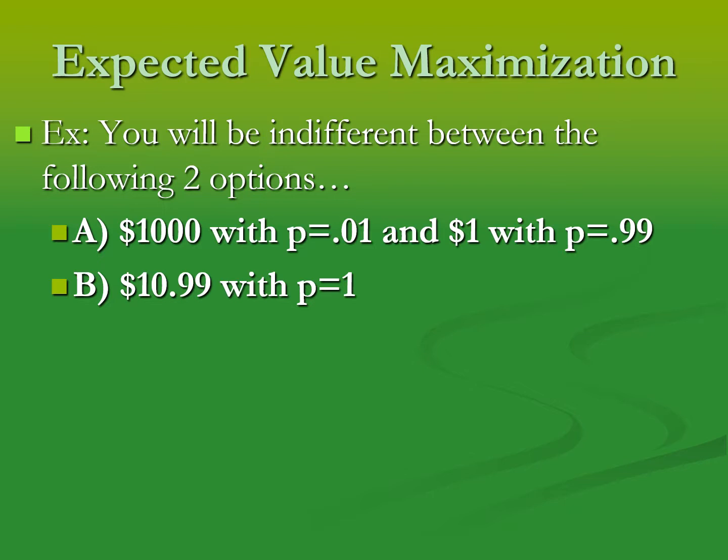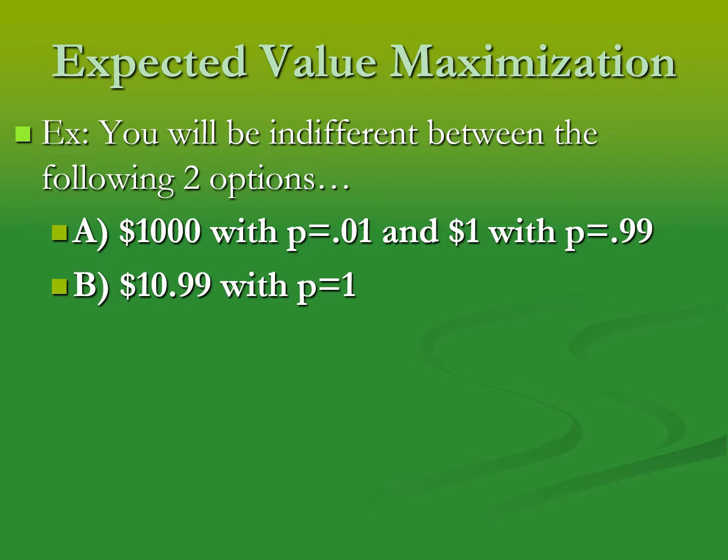So, with expected value maximization, all we do is simply follow the math. We multiply our outcomes by the probabilities that they happen, add them together, and we see what our expected value is. So with this example here, we're going to be indifferent between the following two options, option A and option B. Option B has certainty. It's $10.99 with a probability of 1. But option A is a type of gamble. We're not sure as to what's going to happen with this outcome. With a 1% chance, we will end up with $1,000, and with a 99% chance, we will end up with $1. Expected value maximization states that these two outcomes will end up being exactly the same.